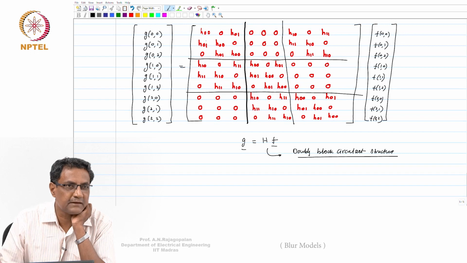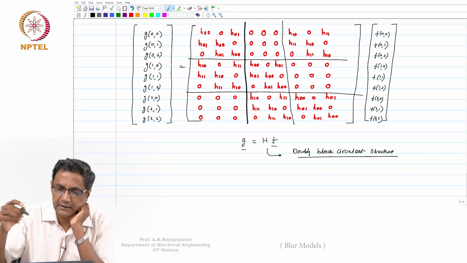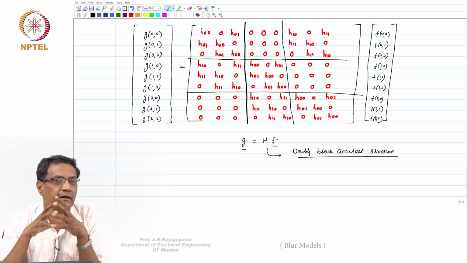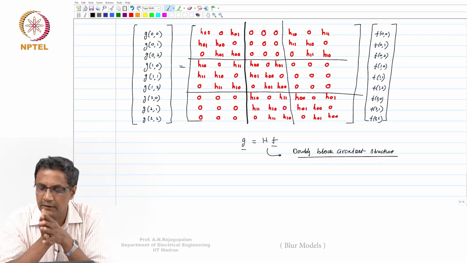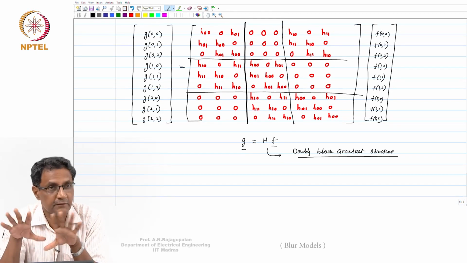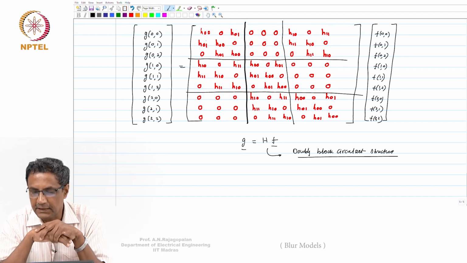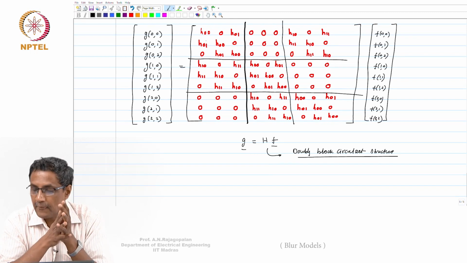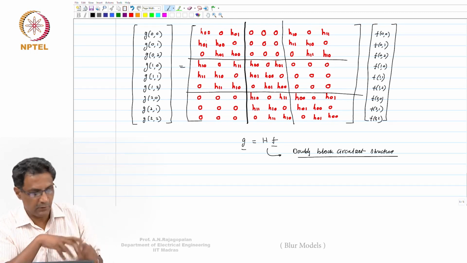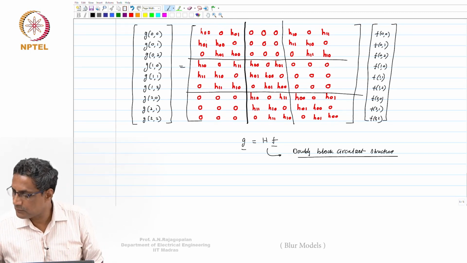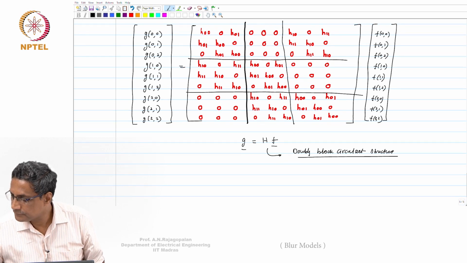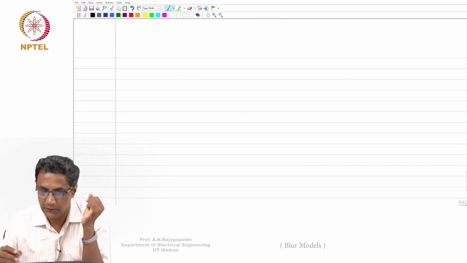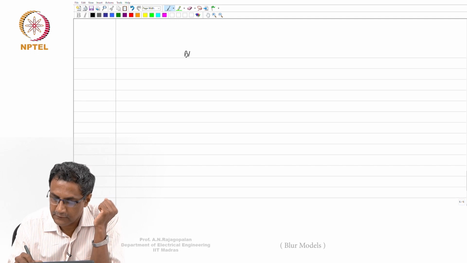It's not usually like this. You'll have lots of zeros in it, and there are various algorithms that exploit the sparsity of that matrix. But the circle and everything will still remain, except that H will typically have a very small support. And where this H comes from and how we typically model it is what we will talk about next. What is called blur models.